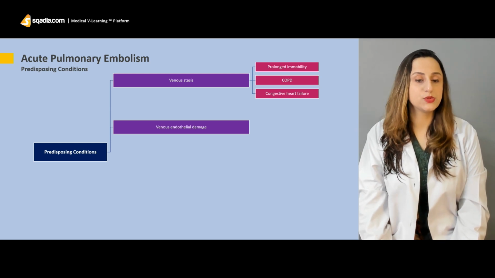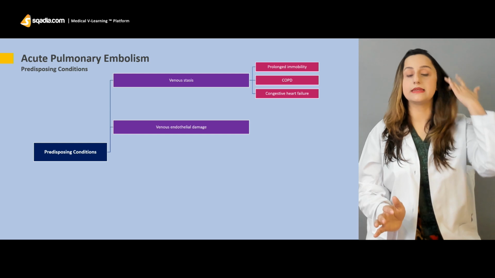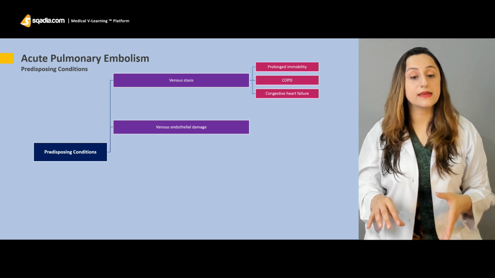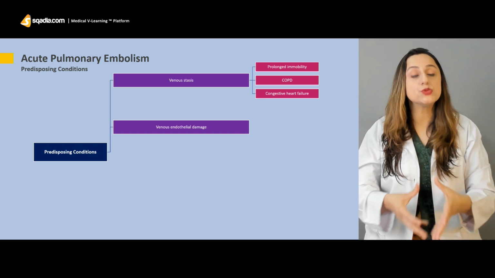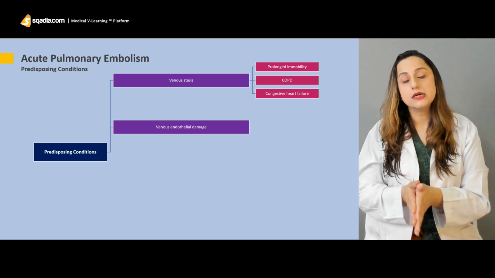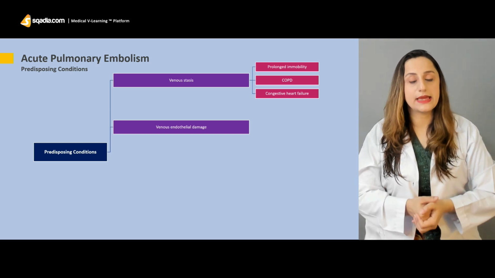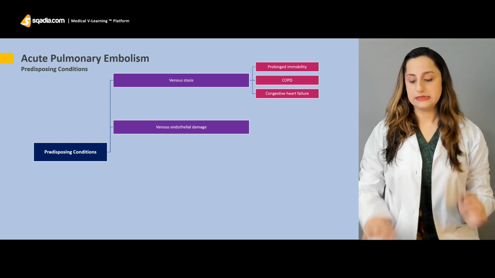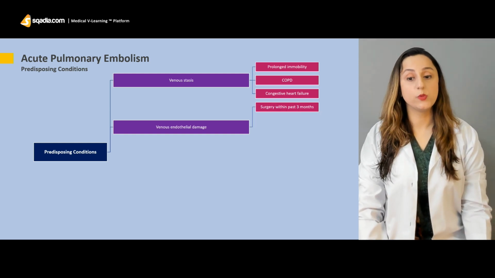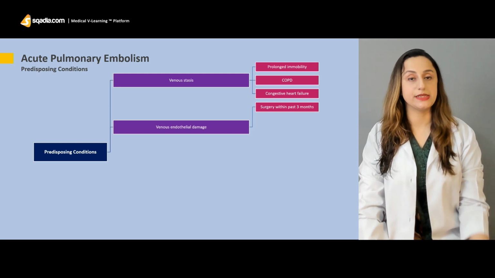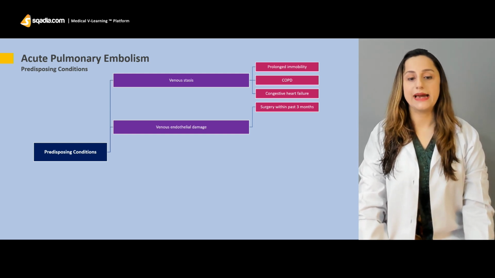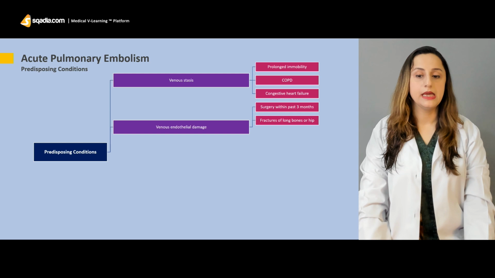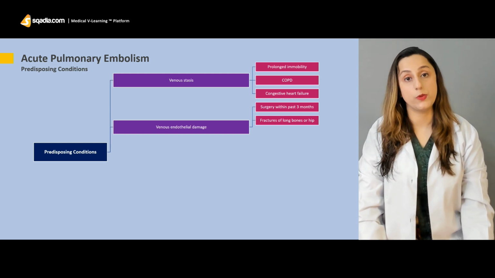Then we have the venous endothelial damage. So this can be another scenario. We have the stasis of the blood that can result in this particular scenario, and then the endothelial damage is basically leading to the development of thrombus formation. So whatever event that is resulting in this endothelial damage can again give rise to the complication of pulmonary embolism. So there can be surgery within the past 3 months which led to the endothelial damage. Any kind of surgery can lead to this endothelial damage, and then we have the fractures of the long bones or the hip, which basically make the patient immobile as well.